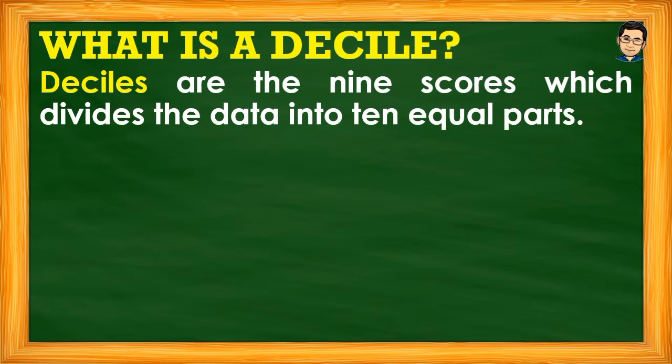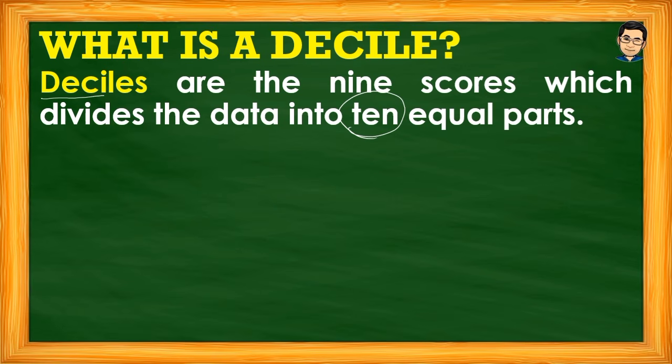When we say deciles, these are the 9 scores which divide the data into 10 equal parts. Here you can see the difference between deciles and quartiles. Quartiles divide the data into 4 equal parts, and there are only 3 scores that divide the data. In deciles, there are 9 scores. The root word deci means 10, like for example decade, which is equivalent to 10 years, and decagon, which is a polygon with 10 sides.